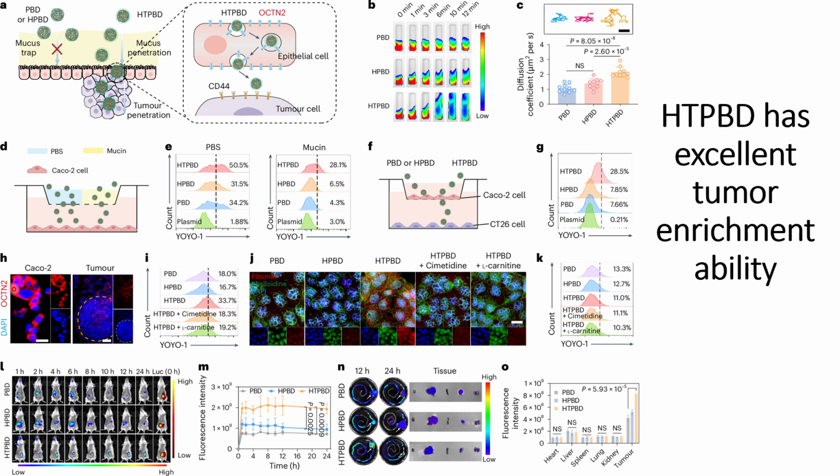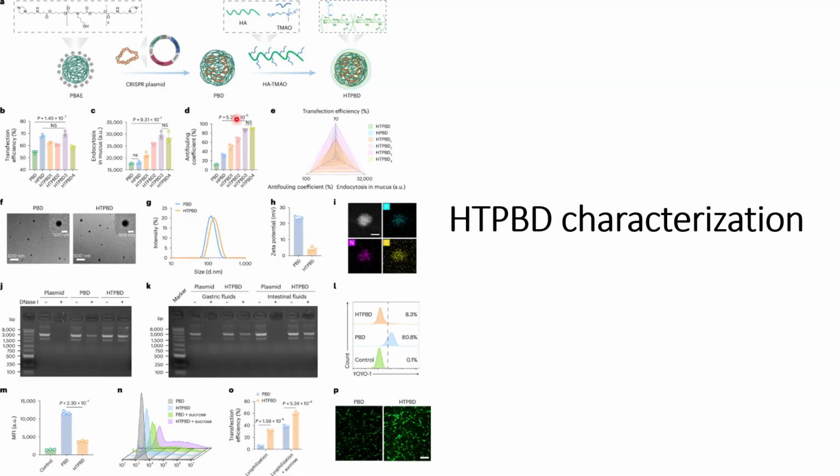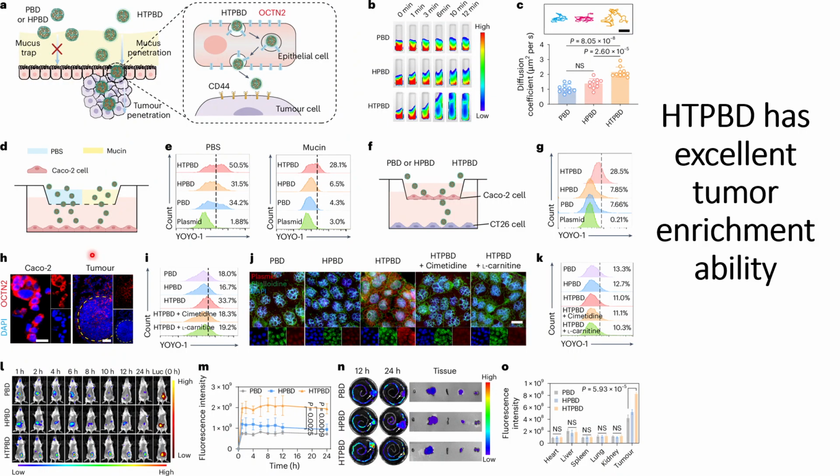And the reason why they chose these CACO2 cells is because the CACO2 cells have this OCTN2, which can interact with this T part in the HTPBD, which is TMAO. So it can interact with the TMAO and increase the diffusivities of this HTPBD.